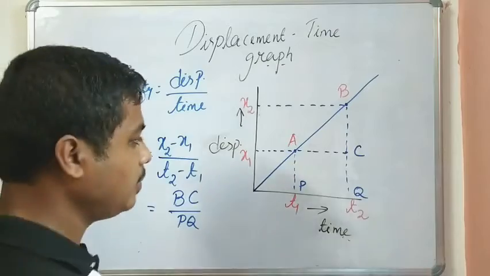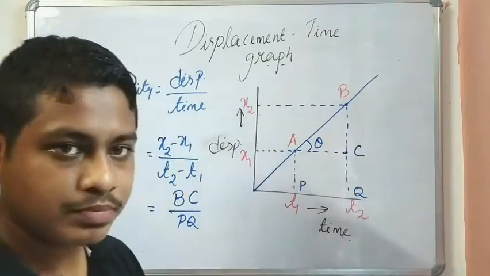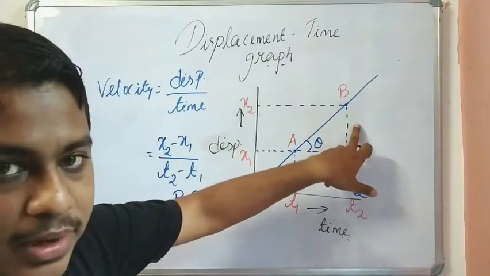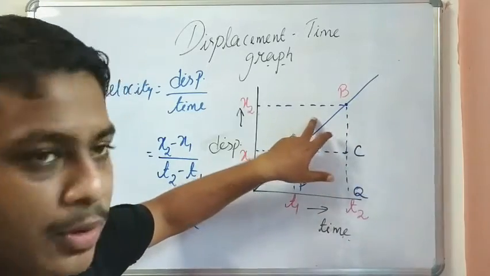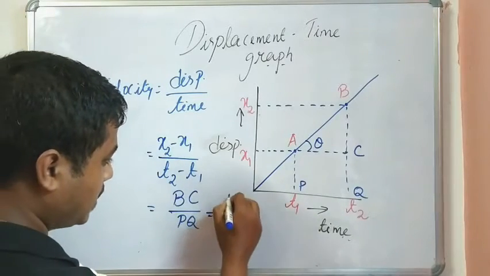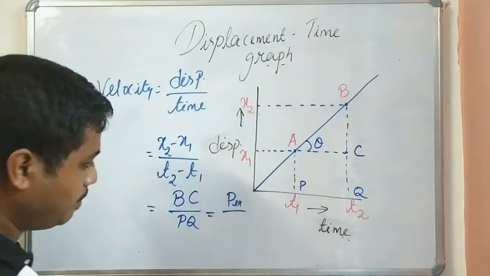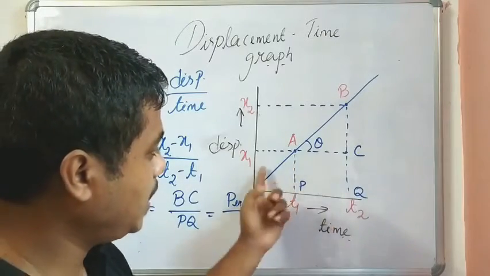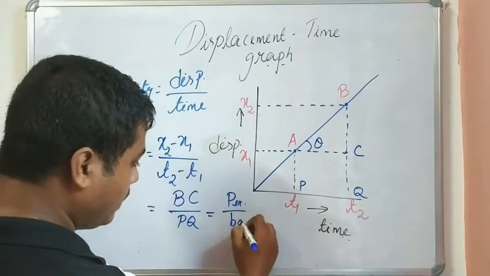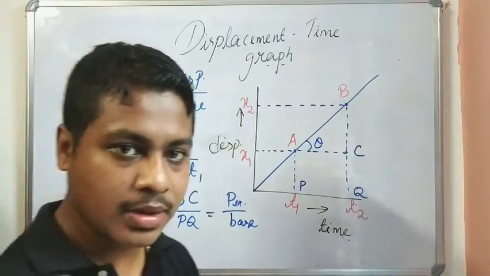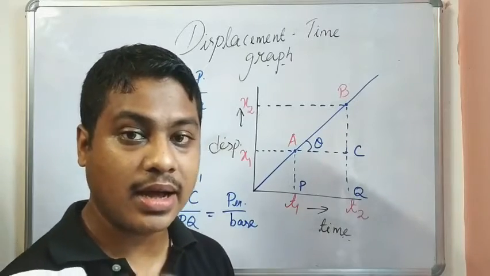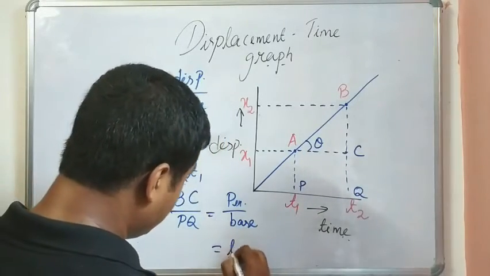If you go to the triangle, suppose this angle is theta. This will be the base, this will be the hypotenuse, and this will be the perpendicular. Perpendicular, base and hypotenuse. Now in the diagram, in place of BC I can write perpendicular, and PQ and AC have the same value, which means this represents your base. So it is perpendicular by base. I think everyone remembers the trigonometry value: when it is perpendicular by base, that is tan theta. This is equal to tan theta.